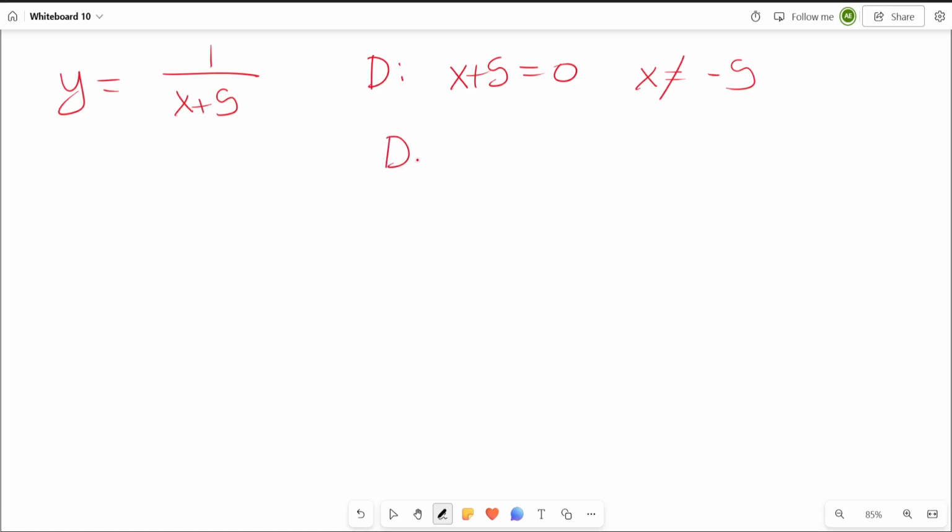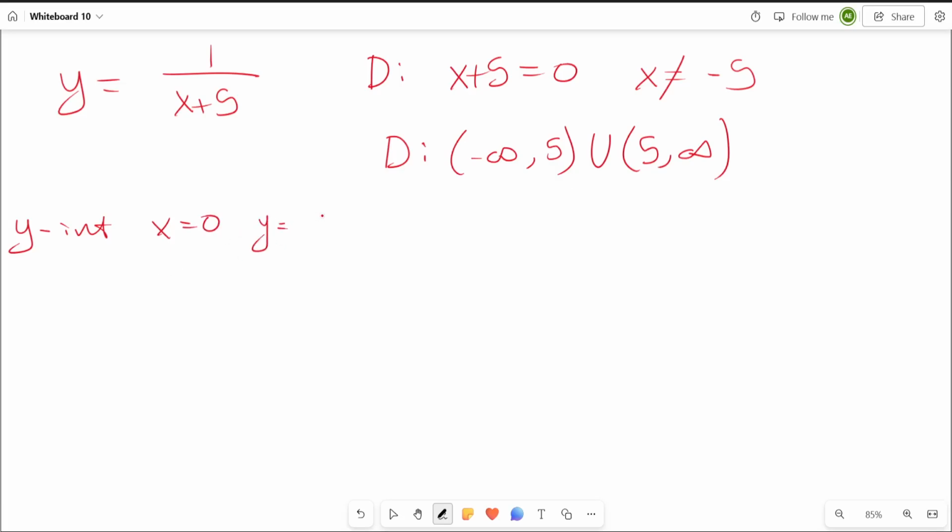So my domain is from negative infinity up to -5, union with from -5 up to positive infinity. Now let's try to find the y-intercept. Setting x to 0, this is y equals 1 over 0 plus 5. So y equals 1 over 5. So my y-intercept is at the point (0, 1/5).